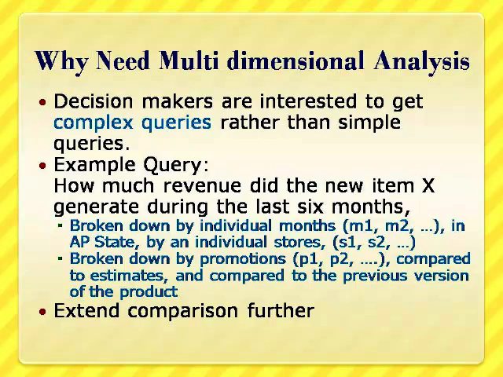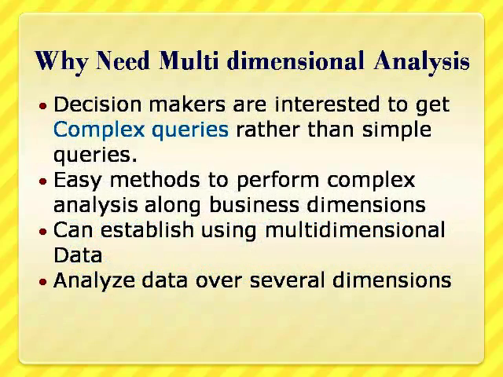From the decision maker's point of view, a query such as how much revenue did the new item, say X, generate during the last 6 months, broken down by individual months in the state of Andhra Pradesh, by individual stores, broken down by promotions, compared to estimates and compared to the previous version of the product, is much more interesting than running day-to-day queries. The decision maker can further extend such requests to comparisons with similar products, comparisons among different regions, and view the results by rotating the presentation between rows and columns. Such queries involve complex query processing. That is to say, to answer such queries, the system should do a lot of complex query processing.